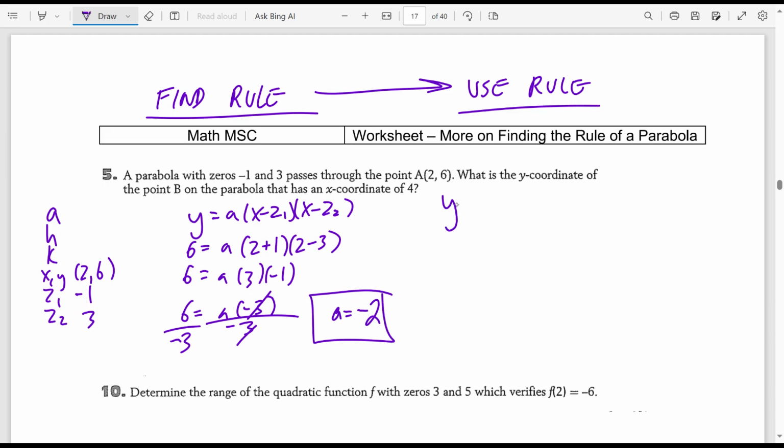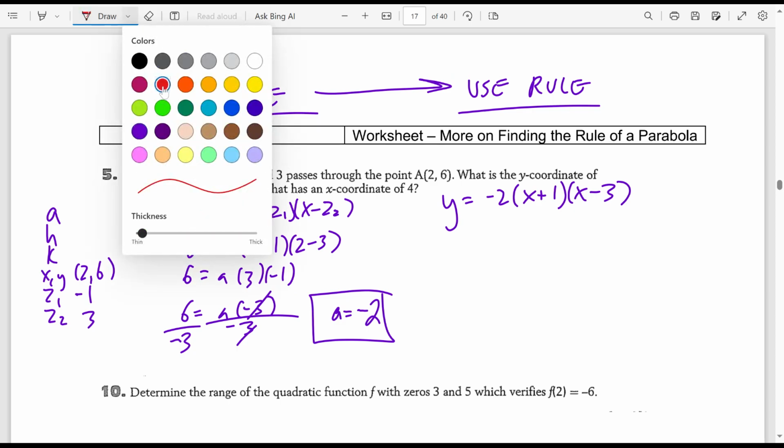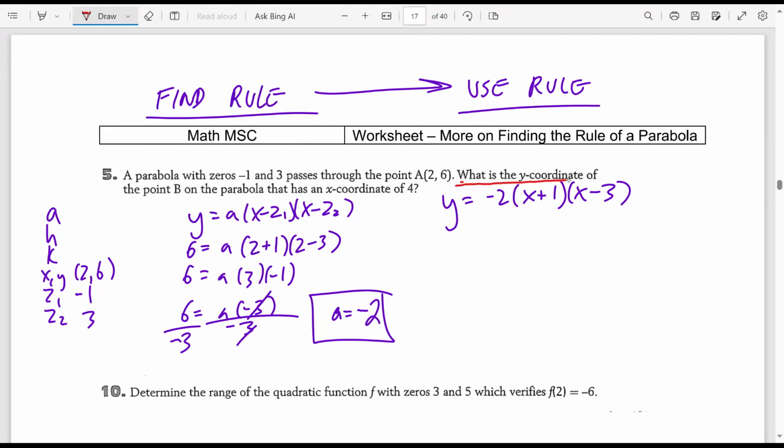So I will write out the rule. -2, x plus 1, x minus 3. Right? Now I have the rule. Okay. What am I going to do now? I'm going to go and see how I have to use it. What is the y coordinate of point B on the parabola that has an x coordinate of 4?